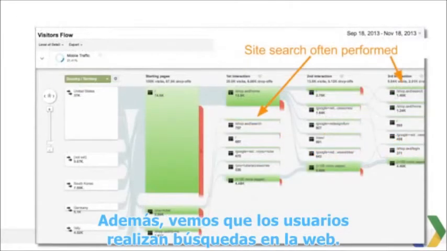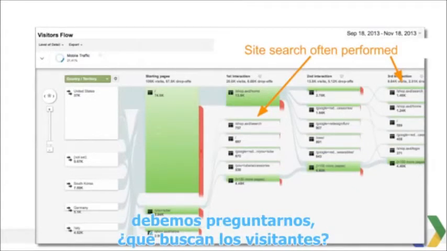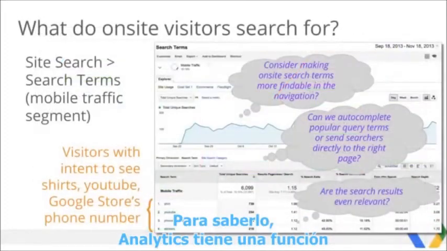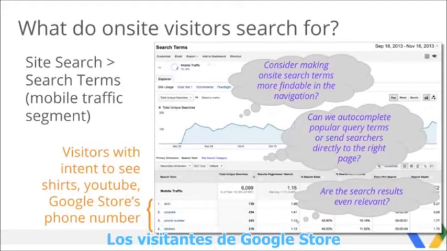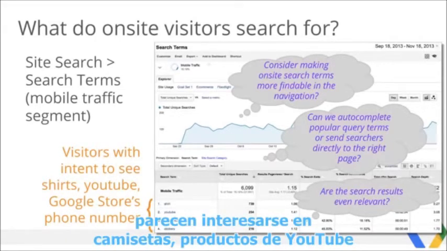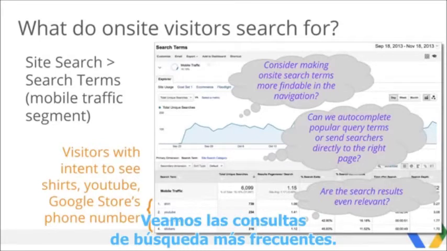Additionally, we notice that users like to site search. To better understand mobile intent, what are visitors searching for? To answer this question, Analytics has a site search terms feature. Visitors to the Google Store show intent to see shirts, YouTube merchandise, and also the Google Store's phone number. Let's make a note of these top queries.